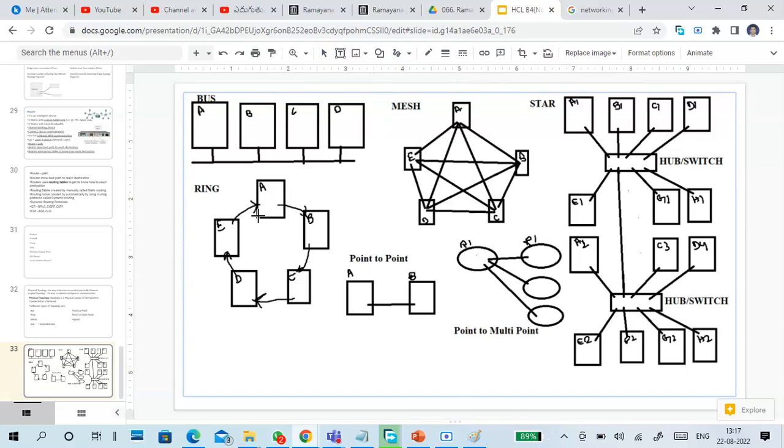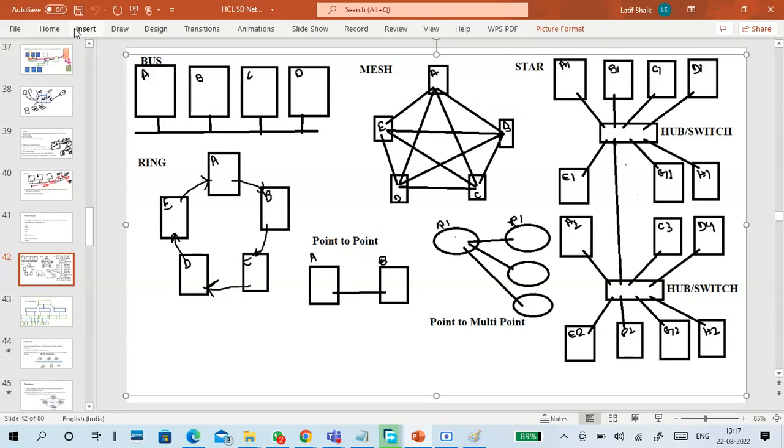Again, power cut. So no problem, I will explain. I need a drawing one.